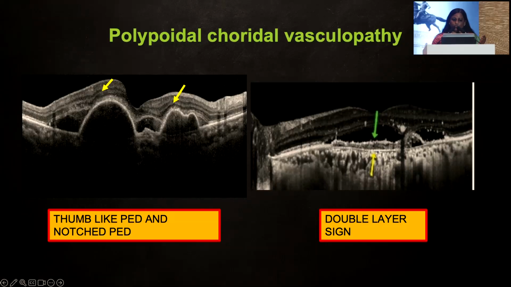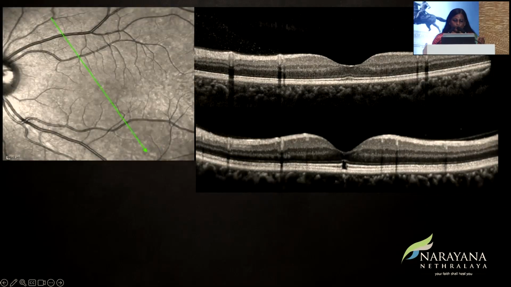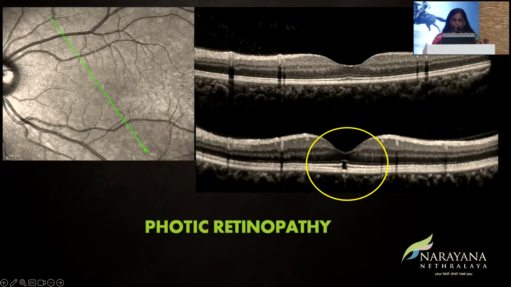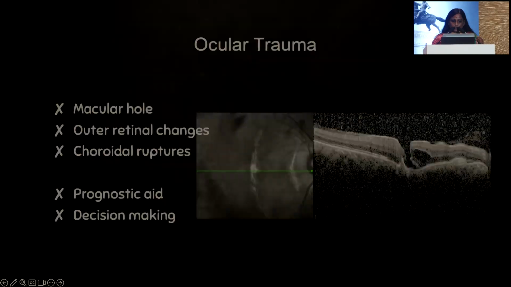Typically PCV, of course, there's a lot of variants of the entire pachychoroid spectrum. Here, look very carefully, it looks normal, but you can see a slight split there, right above the RPE, that denotes a photic retinopathy. So sometimes it's important. Some people may have blurred vision because of this.